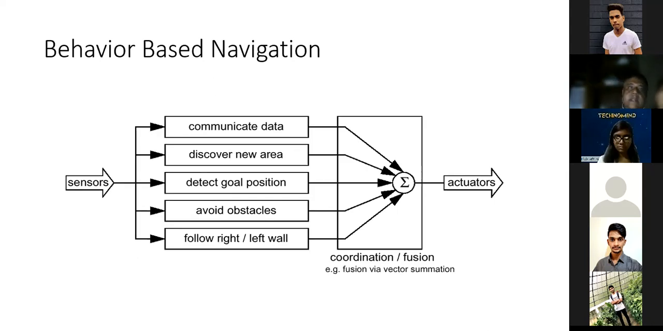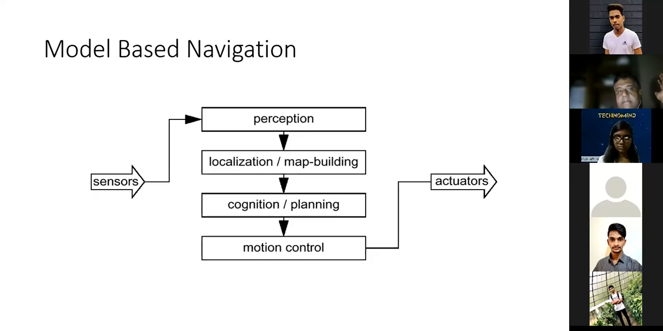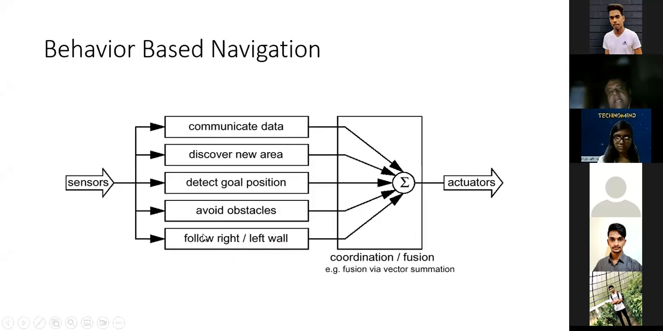The other one is called behavior-based navigation. Here, now one central control loop is not there. Now, in the previous one, we start from perception, localization, cognition, motion control, and then go back to perception. So this is a loop. In this one, instead of implementing your software like that, you implement several independent behaviors. We call them behaviors because this architecture was inspired from animal behavior.